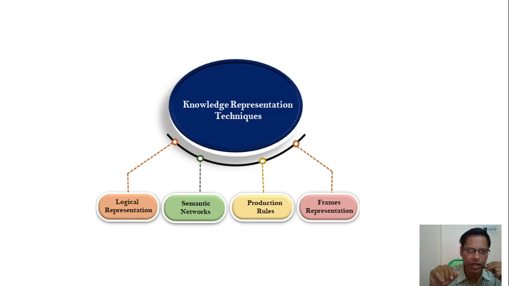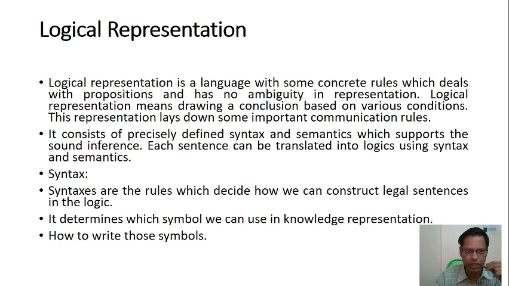Here we can see the diagram. Knowledge representation techniques are four types: logical, semantic, production and frames. The first one is logical representation, which is a language with some concrete rules that deals with propositions and has no ambiguity in representation. Logical representation means drawing a conclusion based on various conditions. What are the various conditions here?